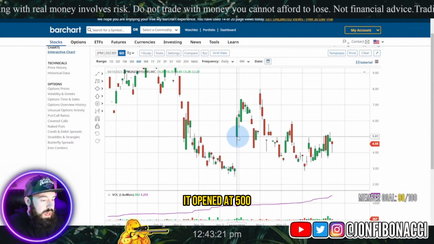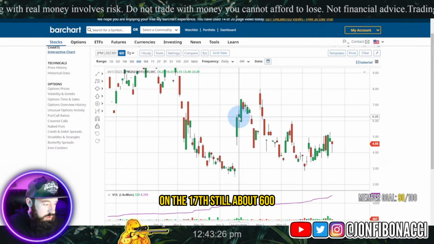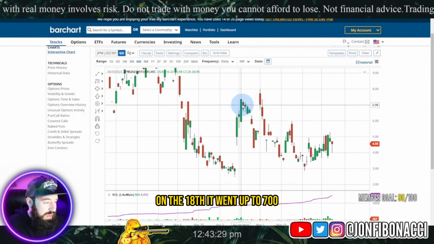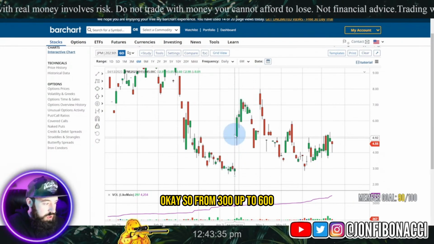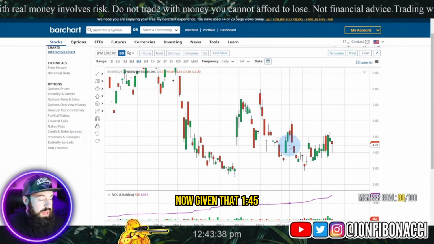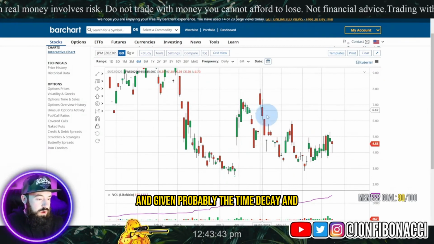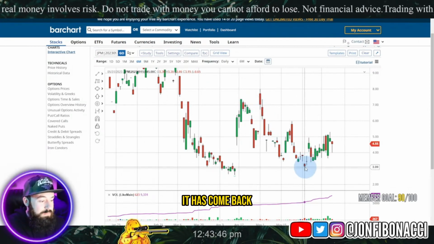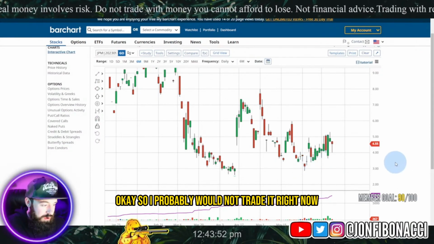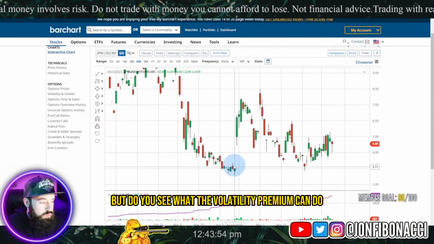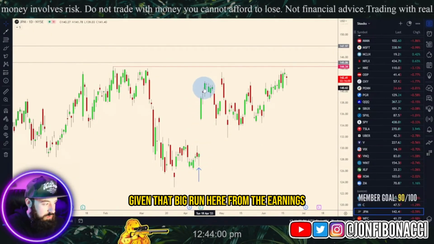When it opened at 500, went all the way to 600. On the 17th, still about 600. On the 18th, it went up to 700. Okay, so from 300 up to 600. Now, given that 145 hasn't been traded to, and given probably the time decay and all that, it has come back. Okay, so I probably would not trade it right now, but do you see what the volatility premium can do given that big run here from the earnings?